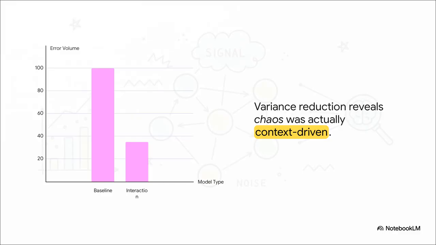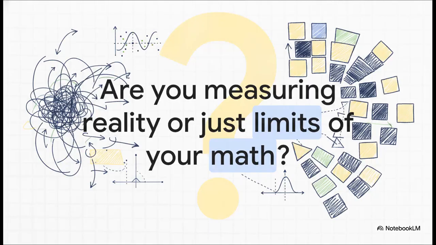This massive variance reduction proves to leadership that unpredictable chaos was actually context-driven signal. I leave you with this. Is your environment truly chaotic, or are you just measuring mathematically blind?